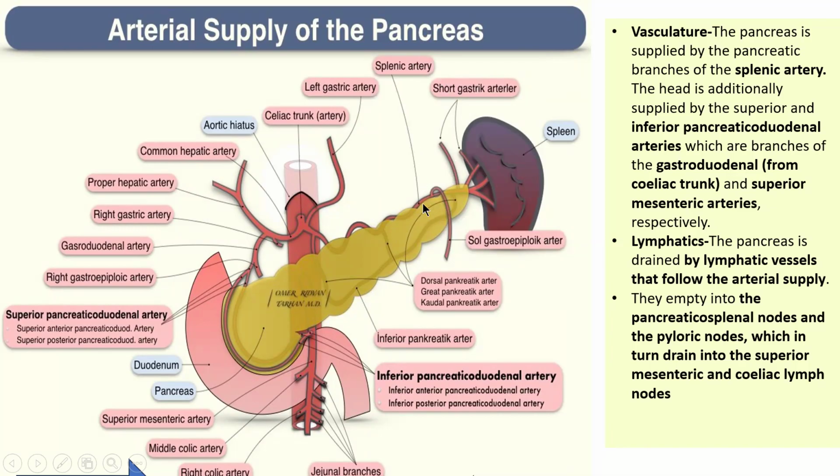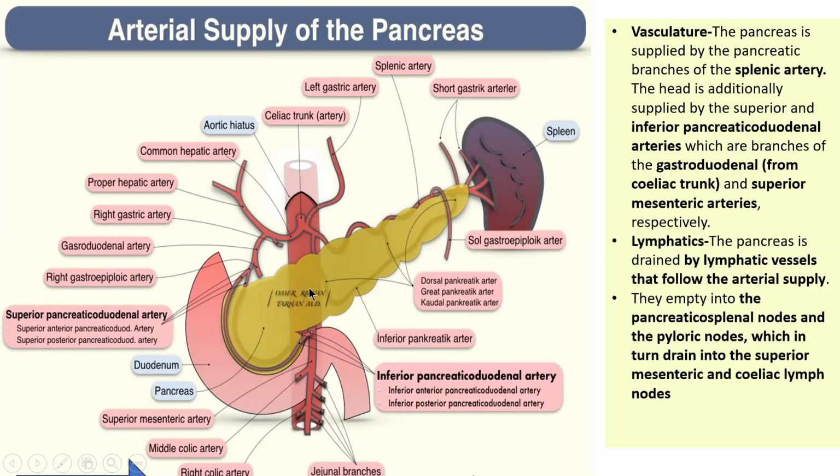The head is additionally supplied by another artery, the superior and inferior pancreaticoduodenal arteries. So it gets oxygenated blood through the splenic artery, and the other arteries are the superior pancreaticoduodenal artery and the second one, the inferior pancreaticoduodenal artery, which arise from the celiac trunk and superior mesenteric artery.